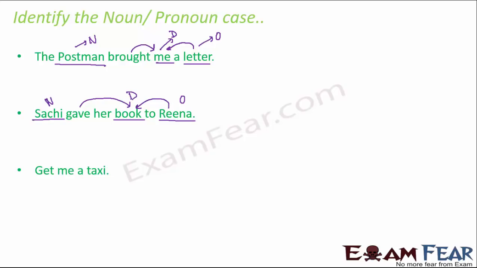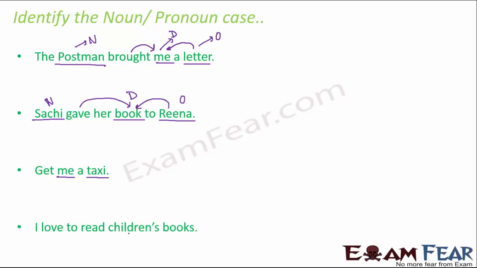Get me a taxi. In this case, it is an imperative sentence. That is a sentence which gives commands or orders. So therefore, the subject, like you get me a taxi, that you is silent here. You is not expressed here. So in this case, get me a taxi. Taxi is the direct object here, so therefore, it is in the objective case. And get me. So me is not the subject here. Rather, me is the indirect object. So therefore, me is in dative case.